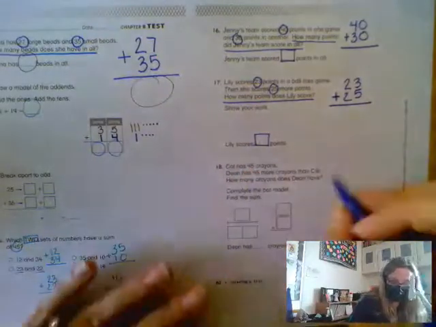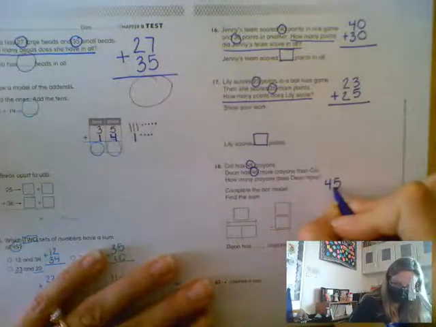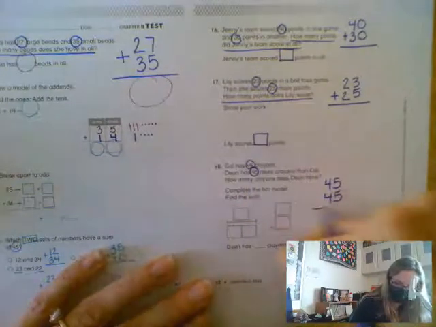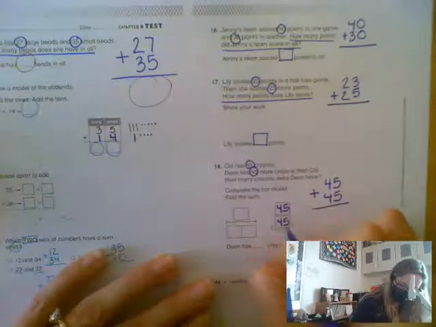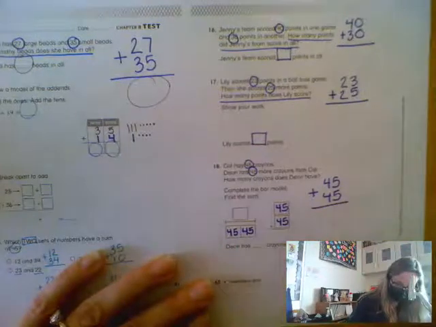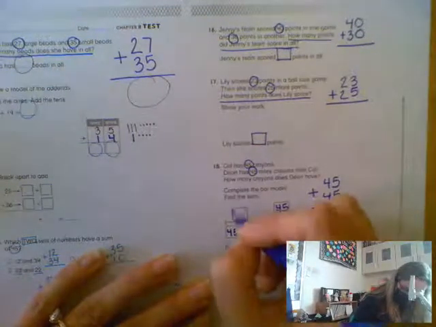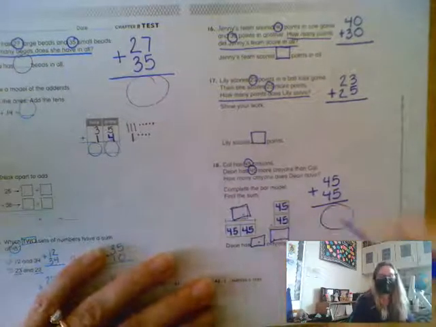And for the last one, we're looking at 45 crayons and 45 crayons. So we're adding up 45 plus 45. You can plug 45 in here and 45 in here. You can plug a 45 in here and a 45 in here. Figure out the total. These 3 numbers will all be this answer.